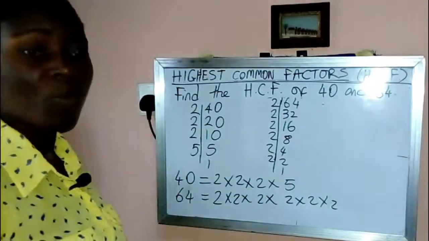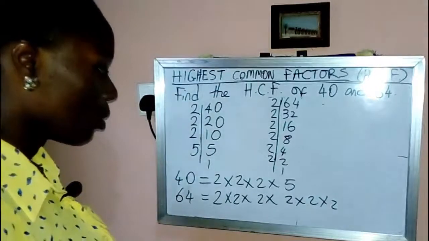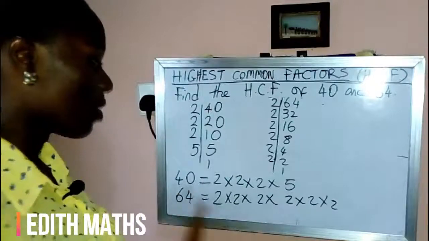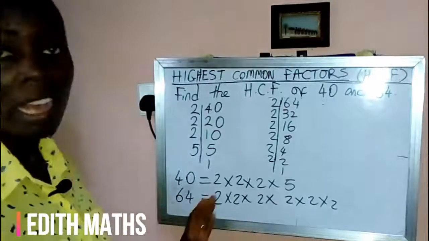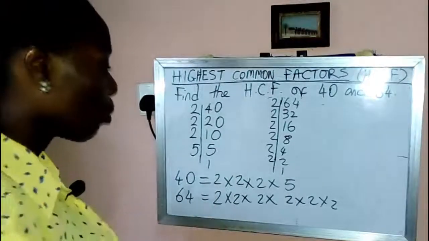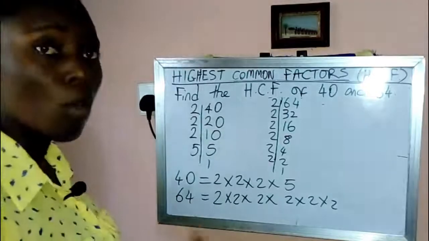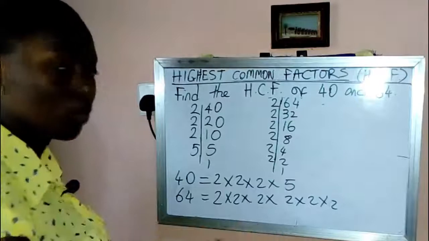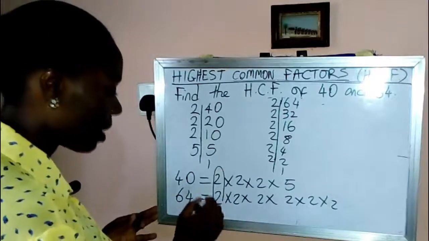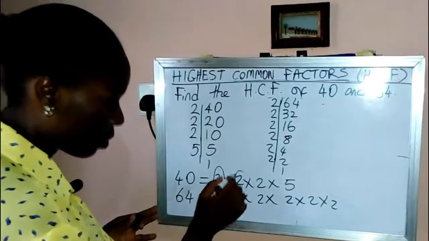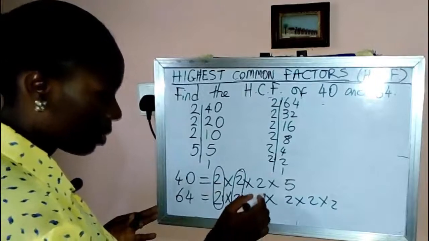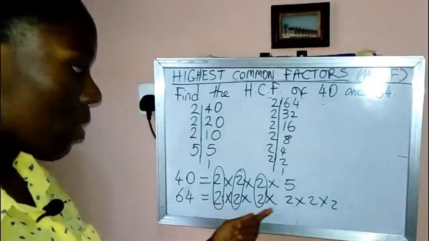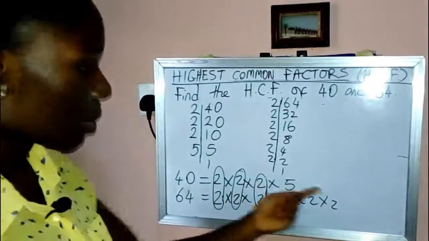Okay. Now to get the HCF, what do we do? Remember that all these numbers are prime factors. We have just expressed 40 and 64 as a product of their prime factors. So we just highlight the common factors. Common factors here are just 2. 2 is common here, 2 is also common here, and 2 is common here. 5 is here, 5 is not here. These other 2's are only here, they're not here.